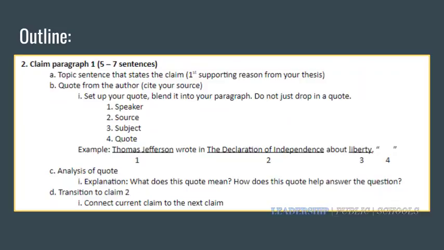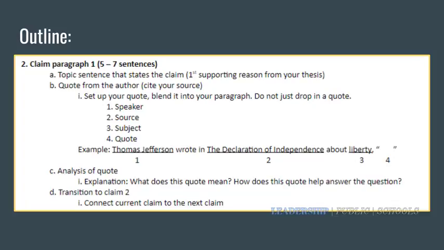Once you have answered your thesis statement, you can move on to your first claim paragraph. This paragraph should be about 5 to 7 sentences in length. The topic sentence for your claim paragraph 1 should be the first claim from your thesis. Remember, you have 3 claims in your thesis. This is the first of those 3 claims. Your topic sentence should essentially restate your answer to the inquiry question, but only in terms of the first reason.